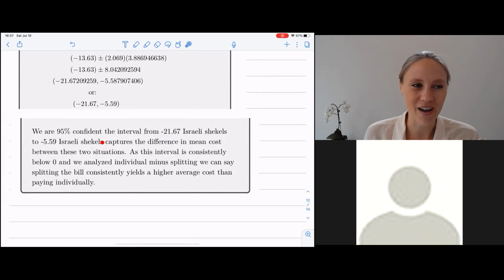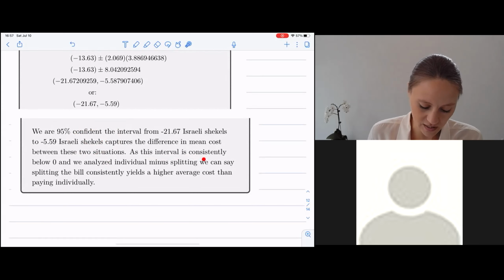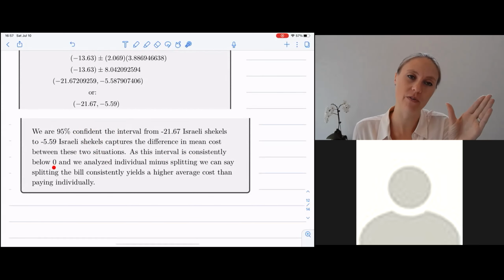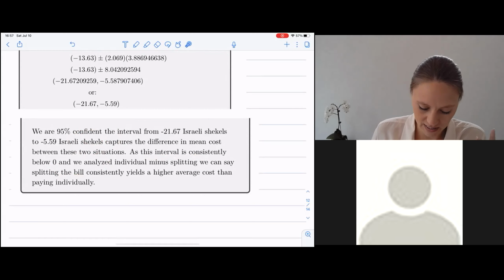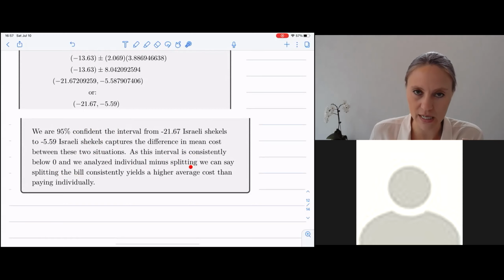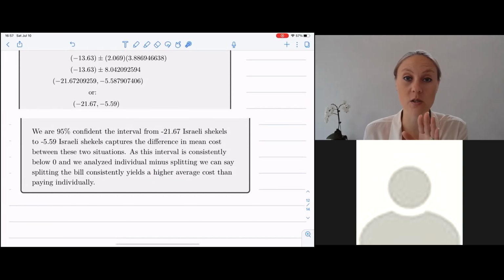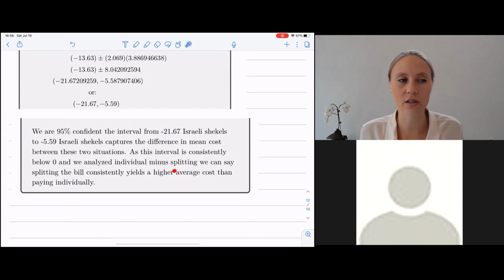And then I've added on, as this interval is consistently below zero, so the whole interval is negative, and we analyzed the individual minus the splitting, so paying individually minus sharing the bill, we can say that splitting the bill consistently yields a higher average cost, because that's what we were subtracting from paying individually. So it's consistently higher than paying individually. We can gather a lot of information from the confidence interval.